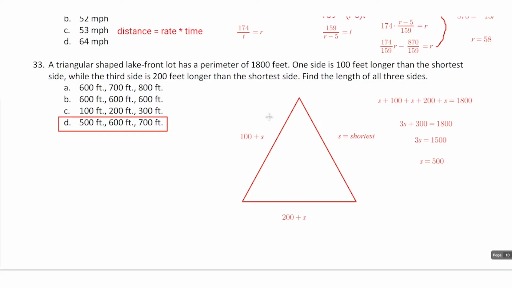Another thing you could do is just go through the answer choices and find out which one adds up to 1,800 and also meets these conditions. So you don't necessarily have to solve this one algebraically.